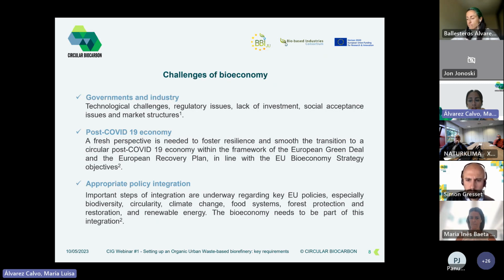With the European Green Deal, important steps of integration are underway regarding key European policies, especially biodiversity, circularity, climate change, food systems, forest protection and restoration, and also renewable energy. The bioeconomy needs to be part of all this integration.